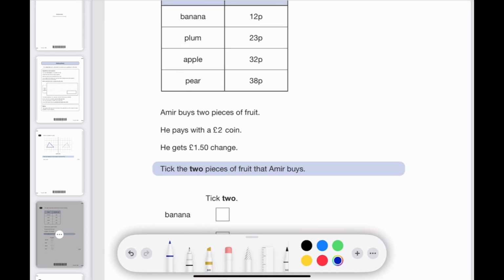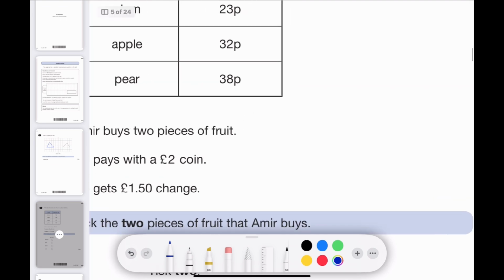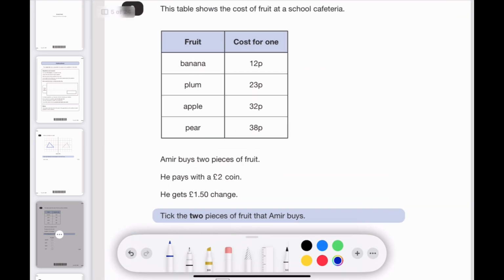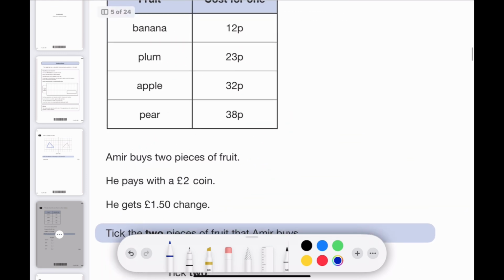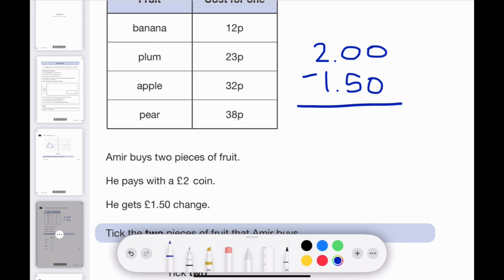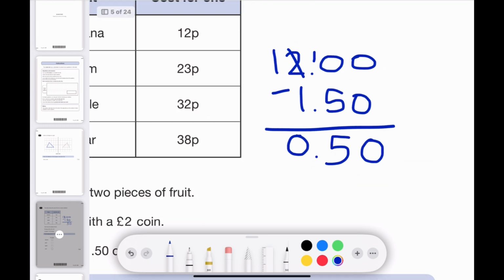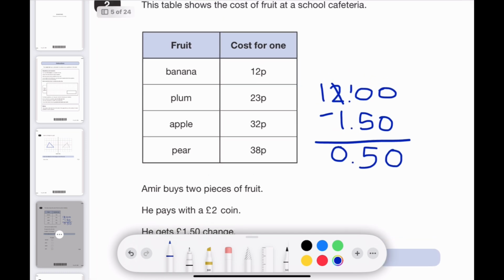So we will have to work out how much money he used to buy 2 fruits. So we'll do 2 minus 1.50. So 0 take away 0 is 0. We can't do 0 take away 5. So we change the 2 into a 1 and add a 1 here. 10 take away 5 equals 5. And 1 take away 1 equals 0. So he used 50p to buy the fruits.